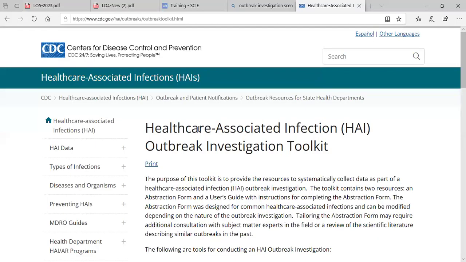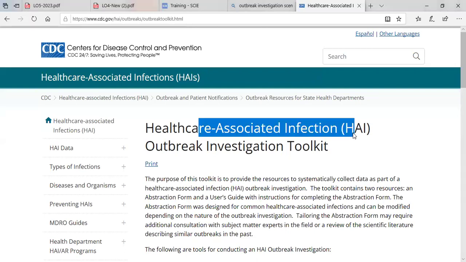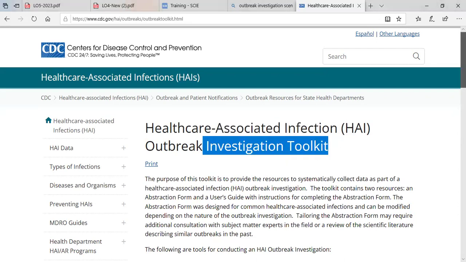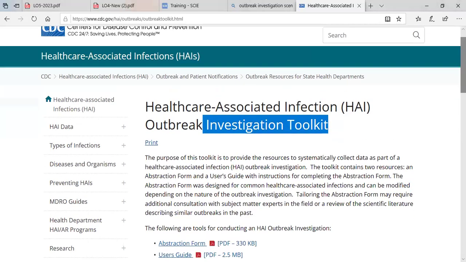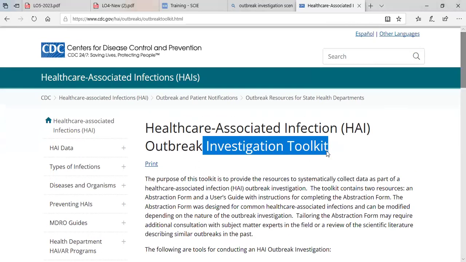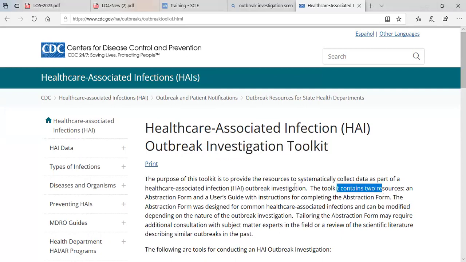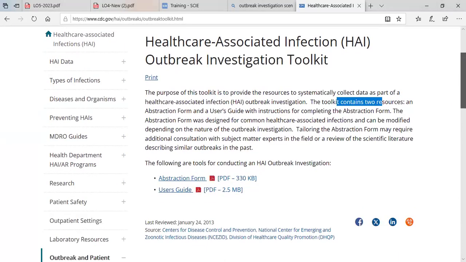So here there's a toolkit. You can always make use of research. There's this health-associated infection, HAI, outbreak investigation toolkit that you can use in different settings in healthcare. It provides systematic data collection as part of health-associated infections. You have this user guide here, which we can access here.